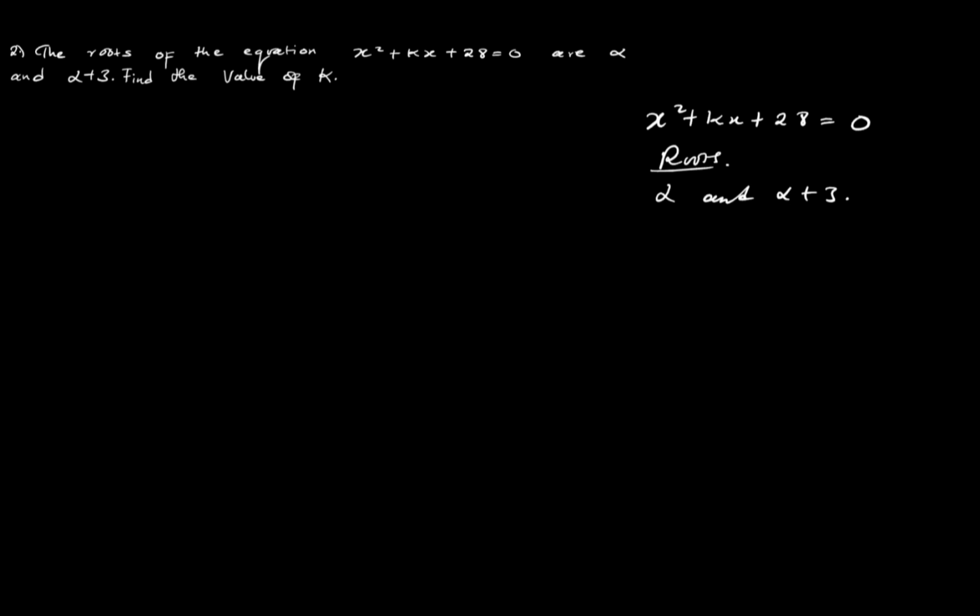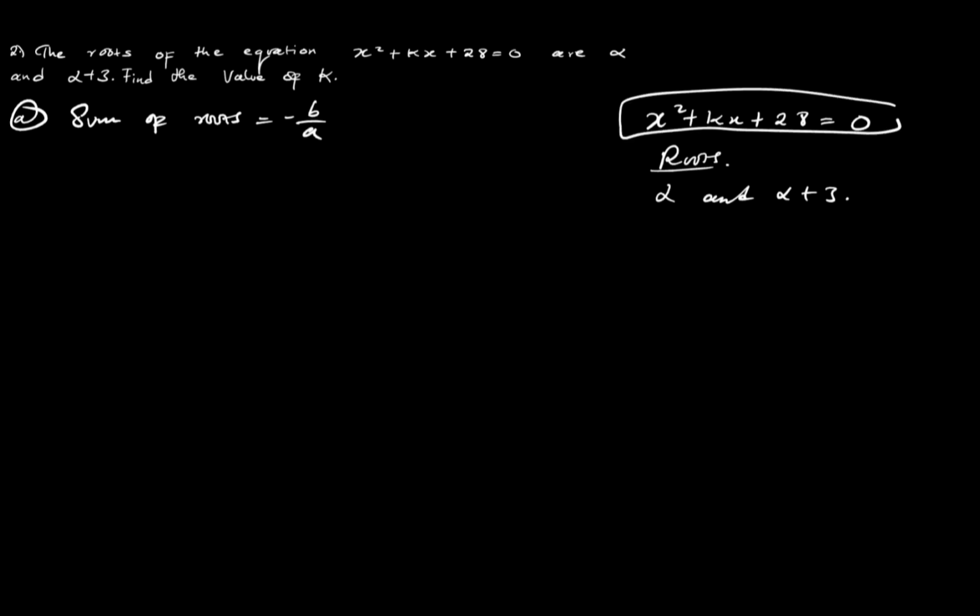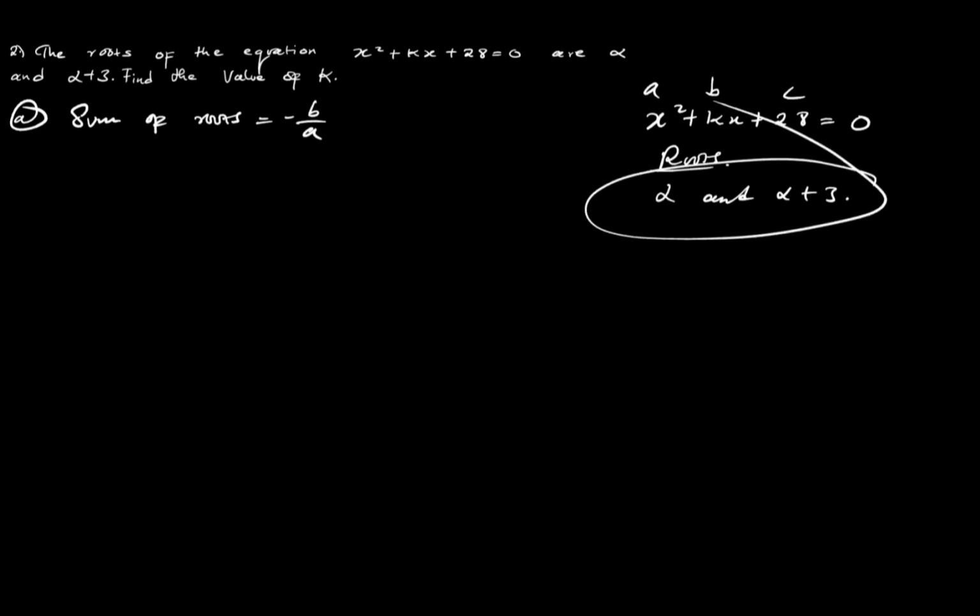To find the value of k, you first have to find the roots of the equation. So we first have to create an equation with the sum of the roots. We know that the sum of roots is equal to negative b over a. From this parent equation, it's easy for us to know the value of a, b and c. So what is the sum of the roots? Remember, the roots that we have are these, so I'm going to say alpha and the other root.